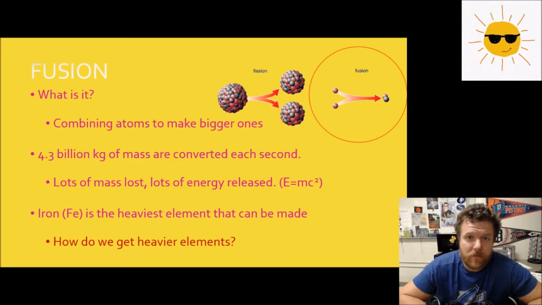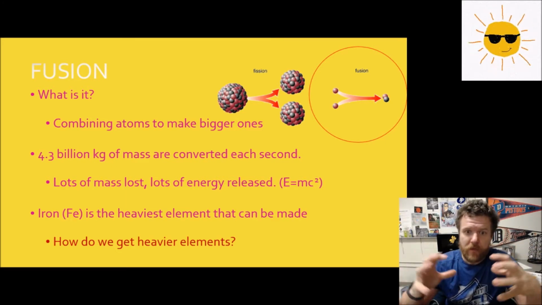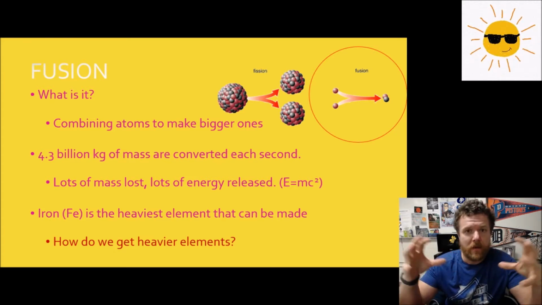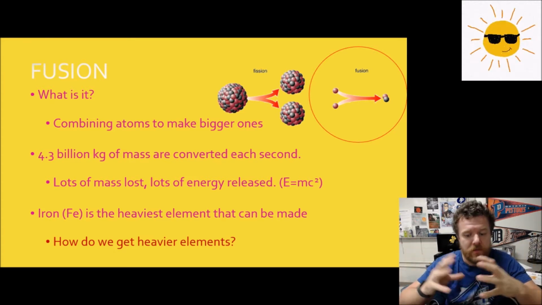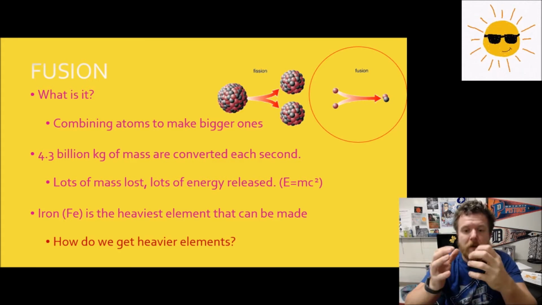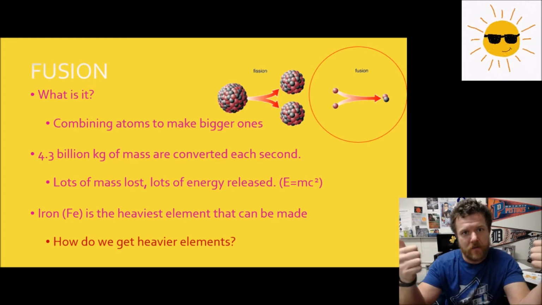Iron is the heaviest element that you can make in the core of a star. The reason is that stars use fusion as energy. Gravity is pulling in, fusion is pushing out. That's what's balancing gravity. Once you fuse things bigger and bigger until you get to iron, up until that point you are always releasing energy, you're always pushing out.